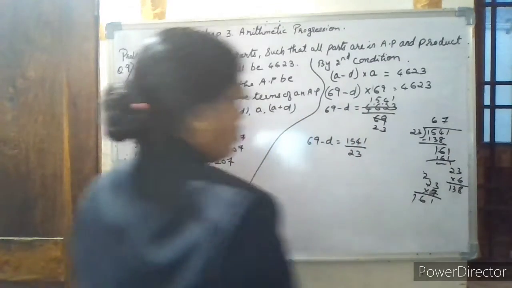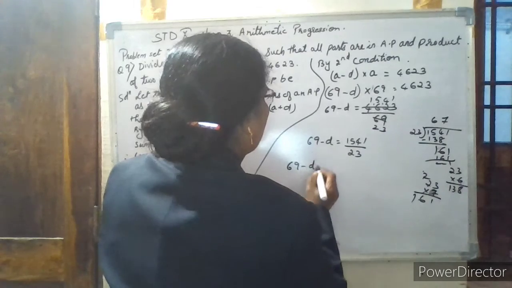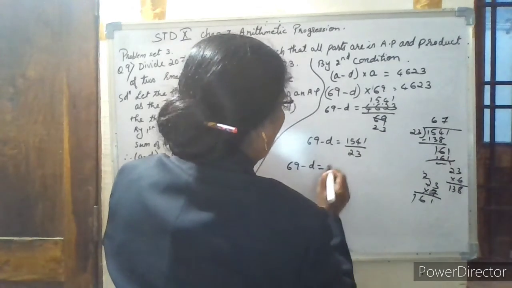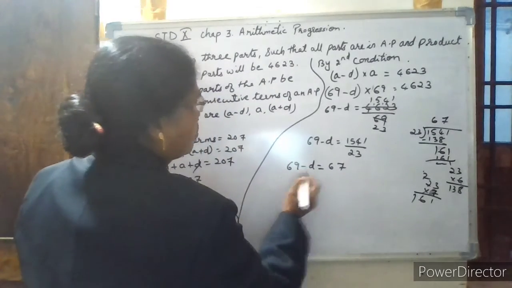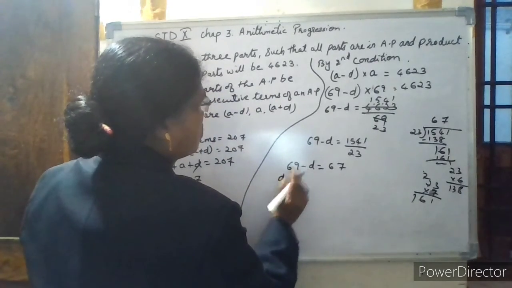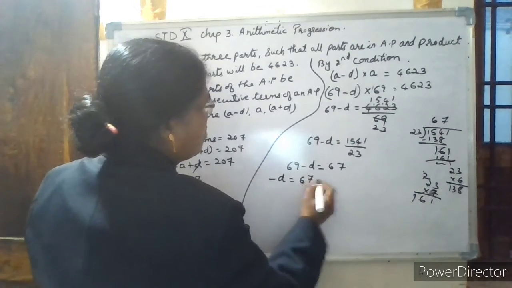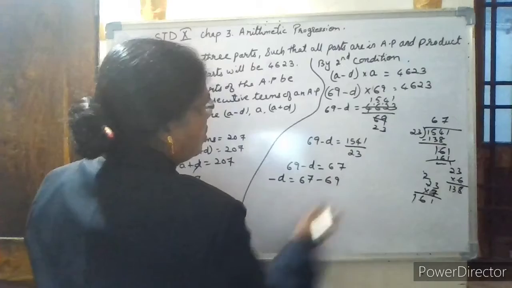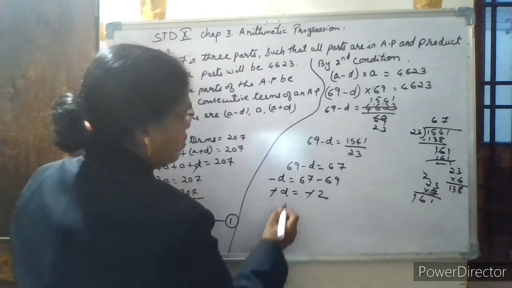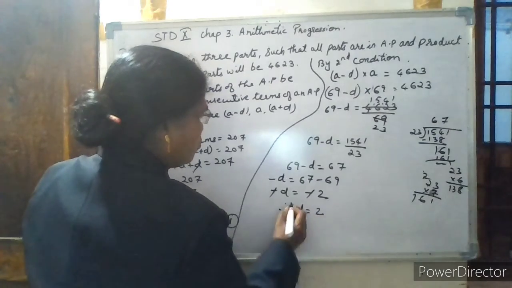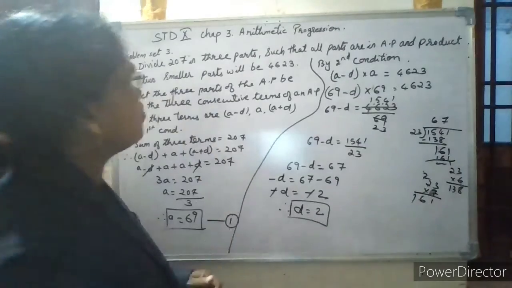So therefore, when we cancel it, 69 minus D is equal to 67. Now what is D equal to? Minus D here is equal to 67 minus this 69, you transfer. So we get minus D is equal to minus 2. Minus minus cancel. Therefore the D value is equal to 2. So this is what we had to find out.